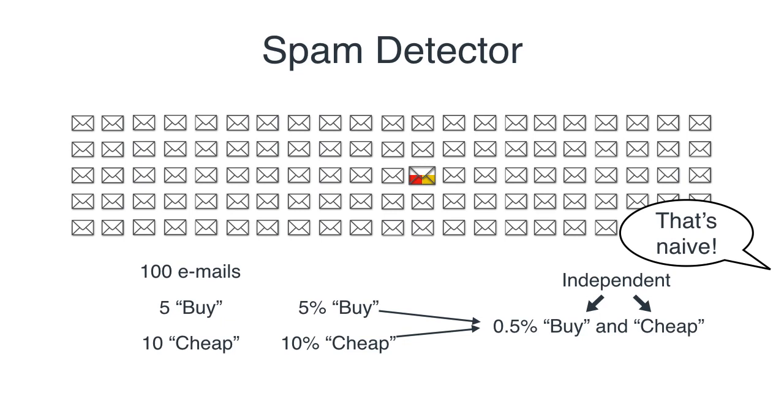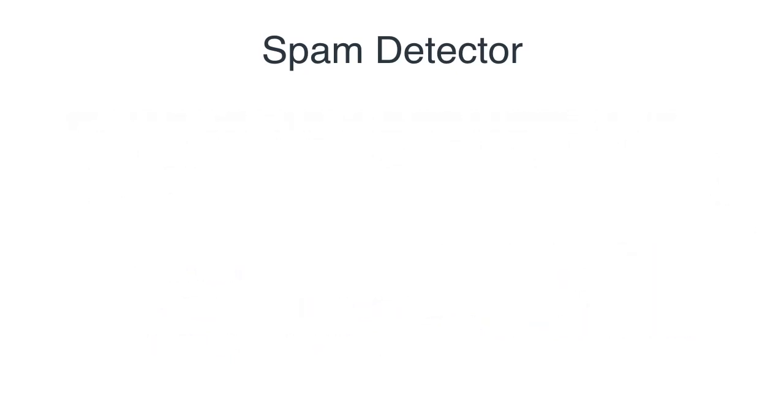However, that's what our algorithm is based on, because it turns out that if we make these assumptions, things still work well, and it makes our math much easier, because now we don't have to collect thousands of emails. We can collect these 100, and from the number of emails with buy and the number of emails with cheap, we can sort of cook up the number of emails with buy and cheap. So let's do that. Let's go back to our data.